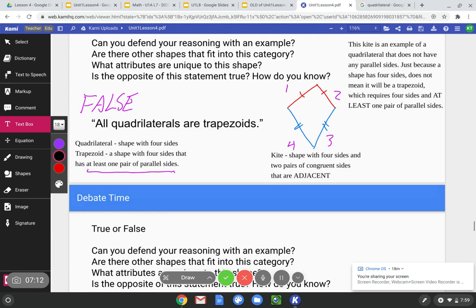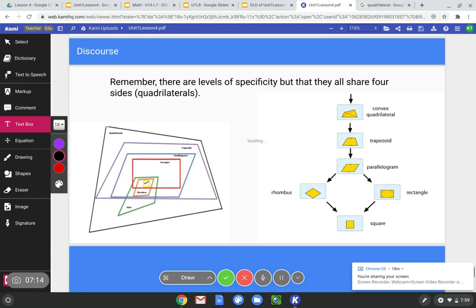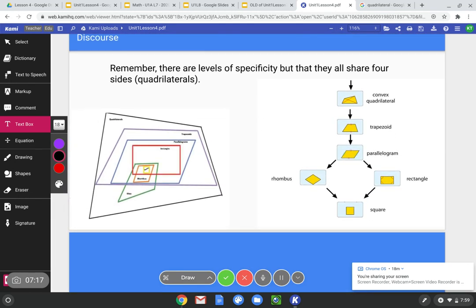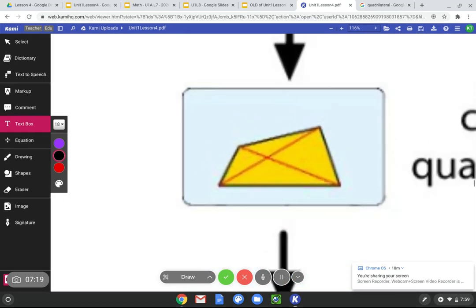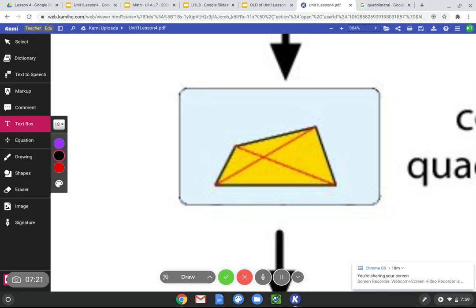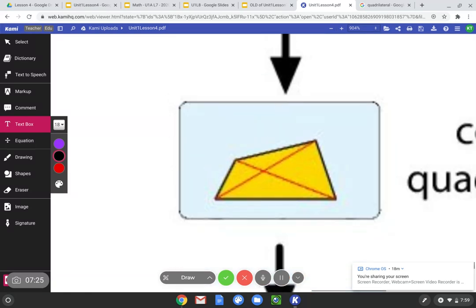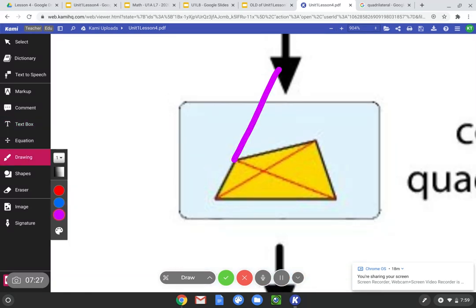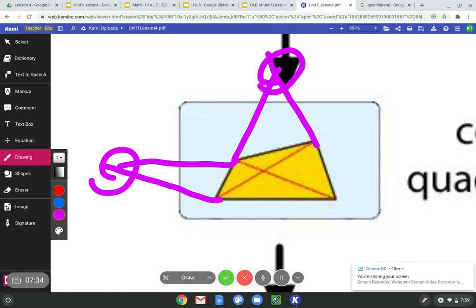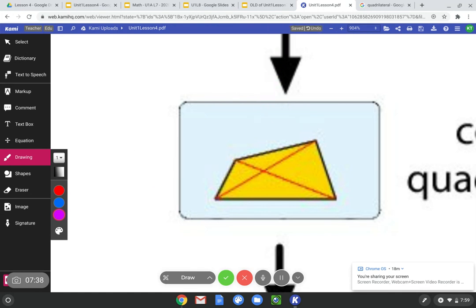Let's scroll down to find the example of the quadrilateral hierarchy. Look, this is another example of a quadrilateral that's not a trapezoid. These lines will eventually meet. Let's draw those out. These lines will eventually meet. Boom. These lines will eventually meet. Boom. Not a trapezoid, but it is a quadrilateral. See, 1, 2, 3, 4. Quadrilateral.